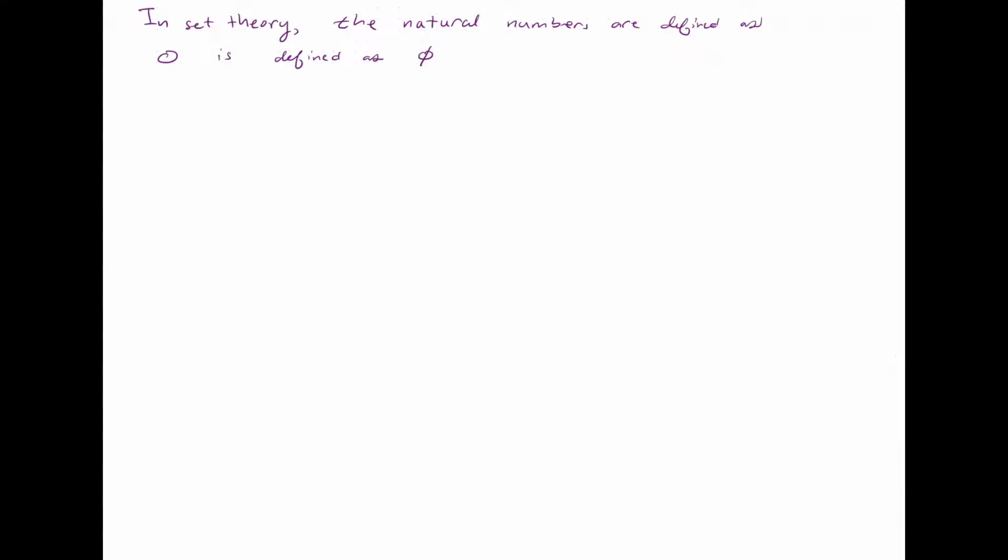From it, we define 1 to be the set containing the empty set. The idea here is that by defining 0 to be the empty set, we have the set with 0 elements. We define 1 to be the set containing the empty set, which has 1 element. And we continue in this manner. We then define 2 to be the collection of 0 and 1. But that is a set. By definition, 0 is the empty set, so we have the empty set, and we have the set containing the empty set. And that is what 2 is.